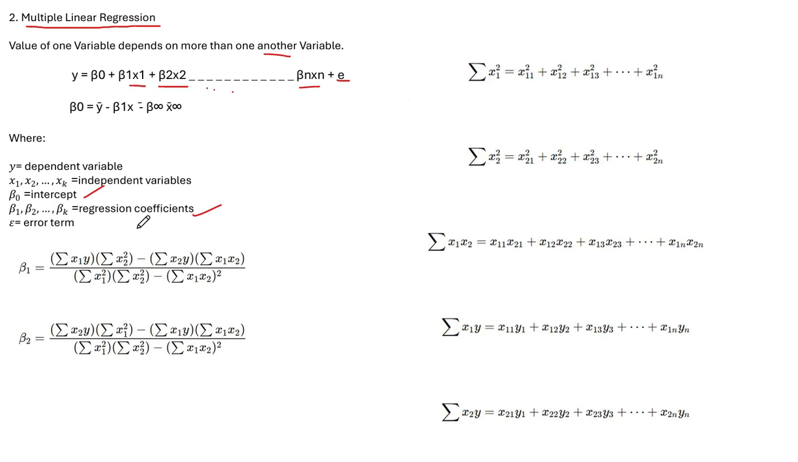For example, sales depends on advertisement, price, income level. So multiple factors affect one result. Here we can see the calculation and formula of beta 1, beta 2, sigma x1 square. So all these formulas we will learn with practical examples. So don't hesitate.